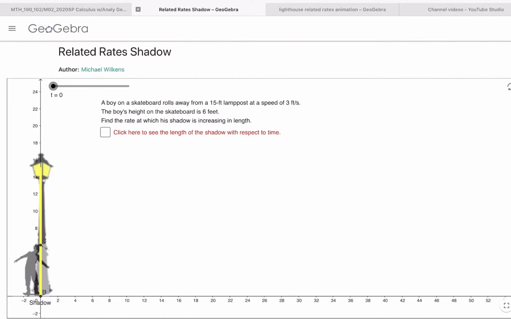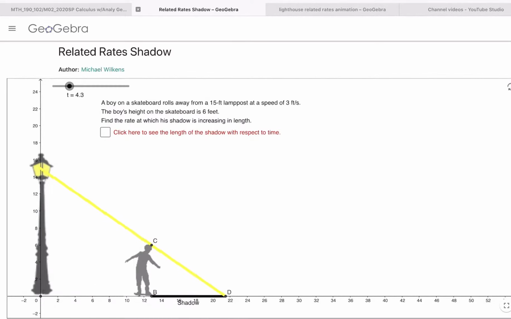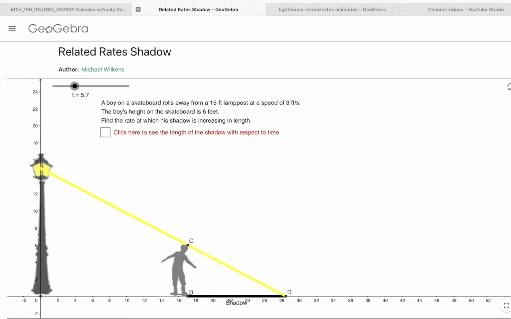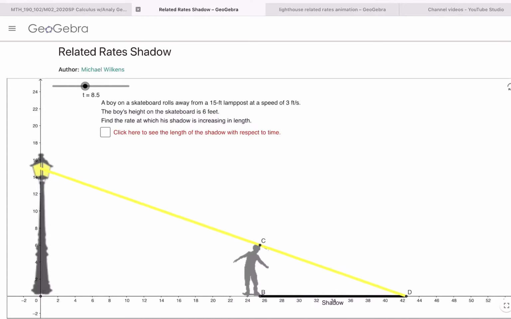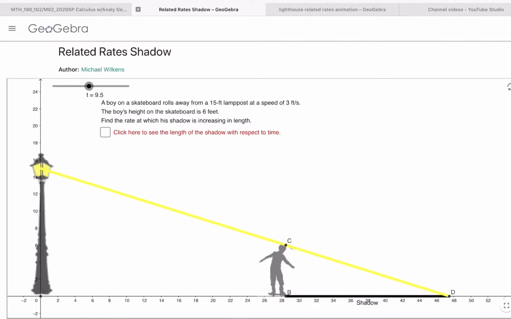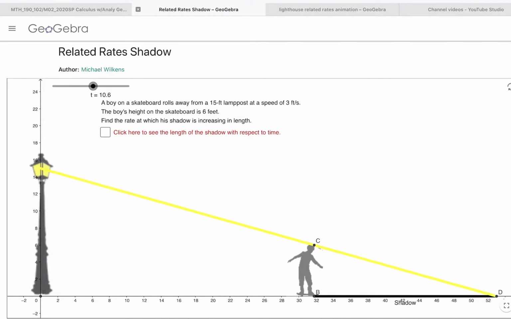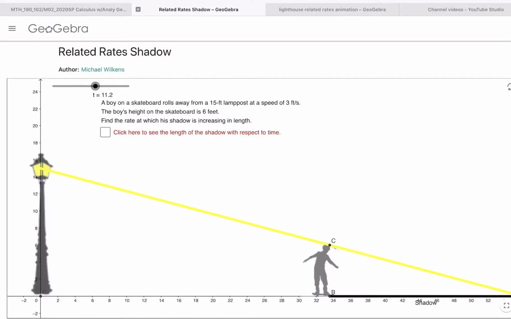In this one I'm trying to pull this out at a constant rate. So he's going to be moving out at a rate of 3 feet per second. And if you focus on the shadow length, you can see that dark line from point B to D is getting larger, and we want to know how fast it is getting larger at a particular instant.